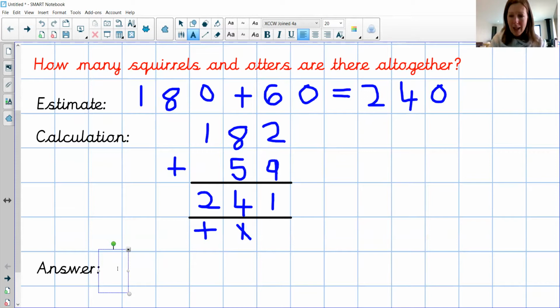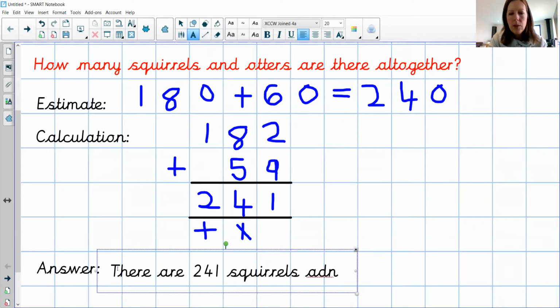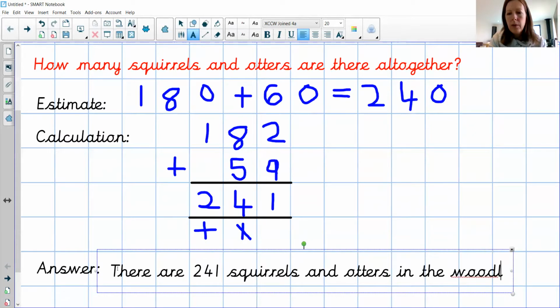So all we need here is a simple word answer. So there are 241 squirrels and otters in the woodland. And that's our word answer. So we've given our final answer just to say we know what you were asking us in the first place. Okay, so that is the layout of how I would like for you today to complete your activities.